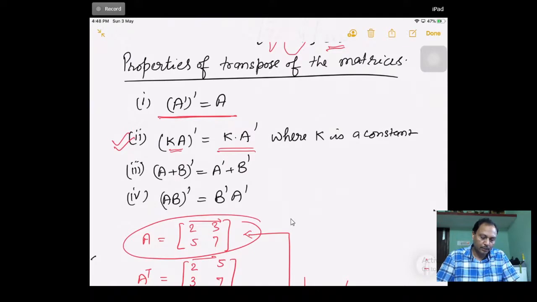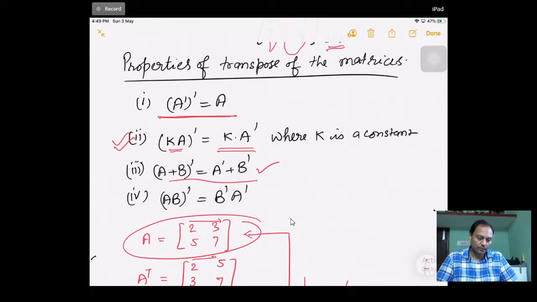Now the third property is that if you take the sum of two matrices and then transpose it, or if we transpose the two different matrices and then add them, the result is the same. We can also verify this by taking any two examples.